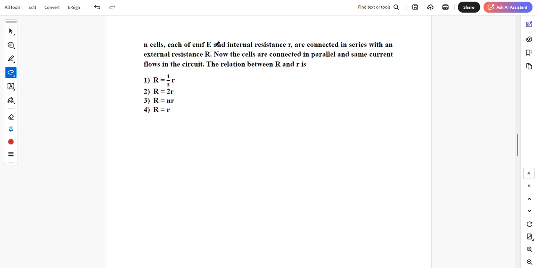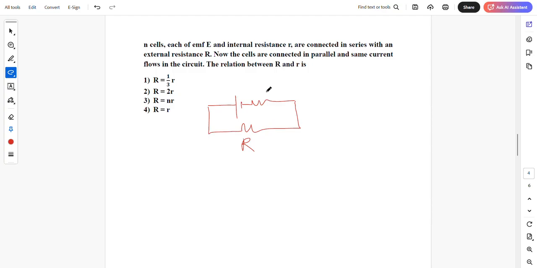N cells, each of EMF E and internal resistance r, are connected in series. What does it mean if they are connected in series? I can write the formula here. First I will write the formula for a series circuit. Here the external resistance R is there.